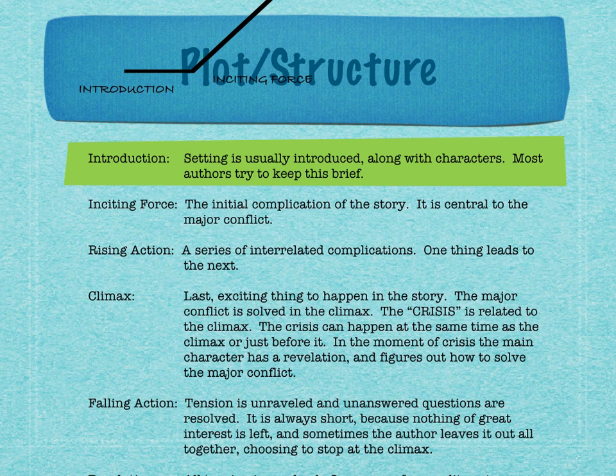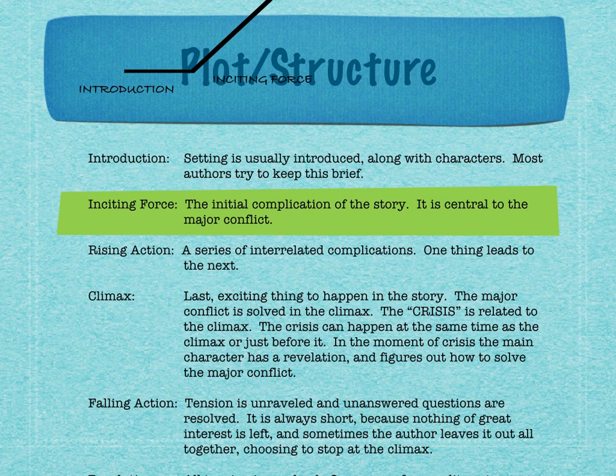So place can be a big place. It could be a very specific place. Time could be a big piece of time, like a season or a year. It could also be very specific, like a time of day. But you'll get that information in the introduction along with an important character or two.